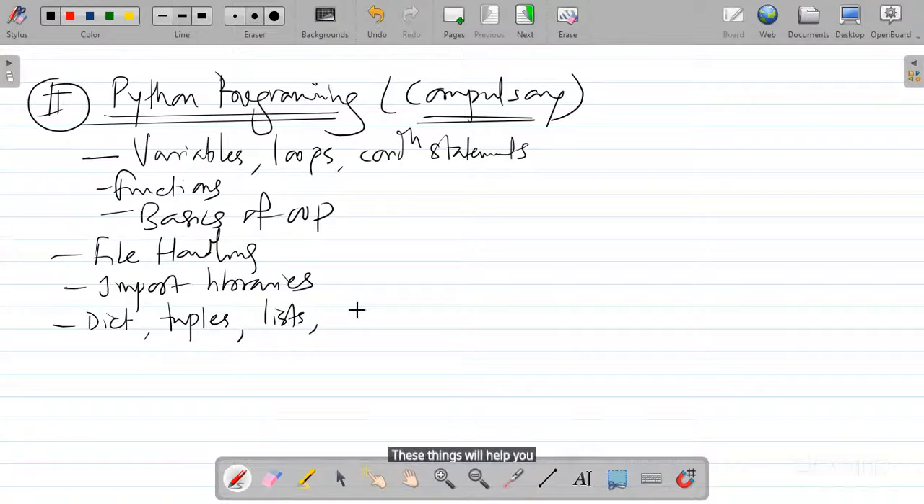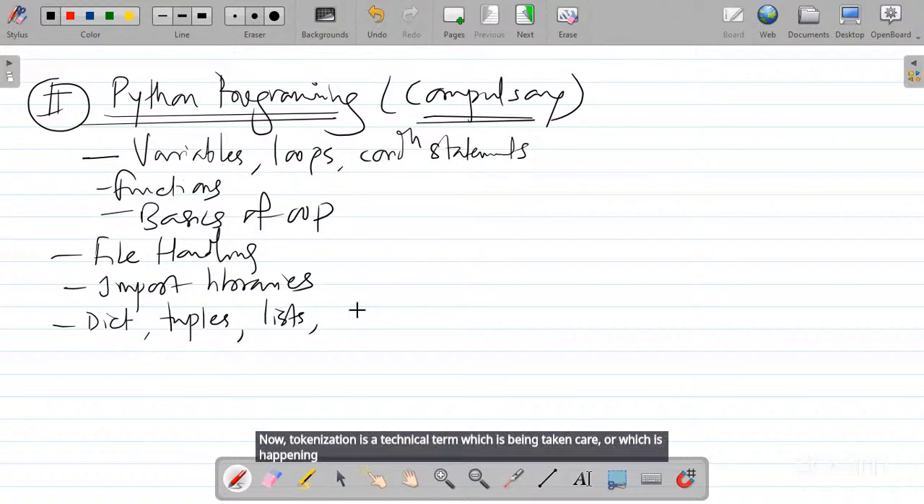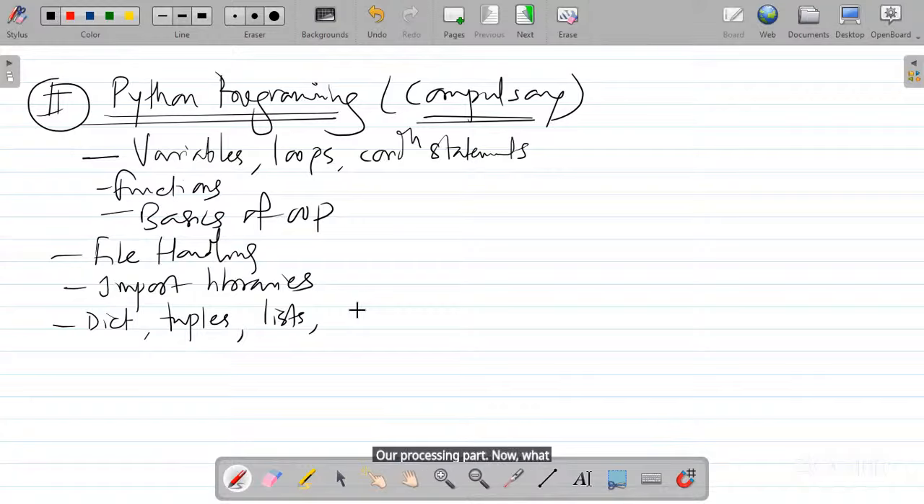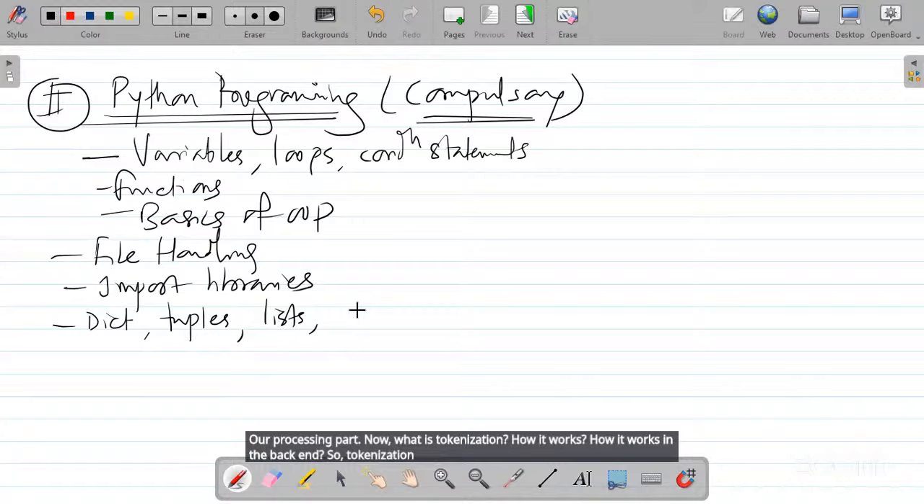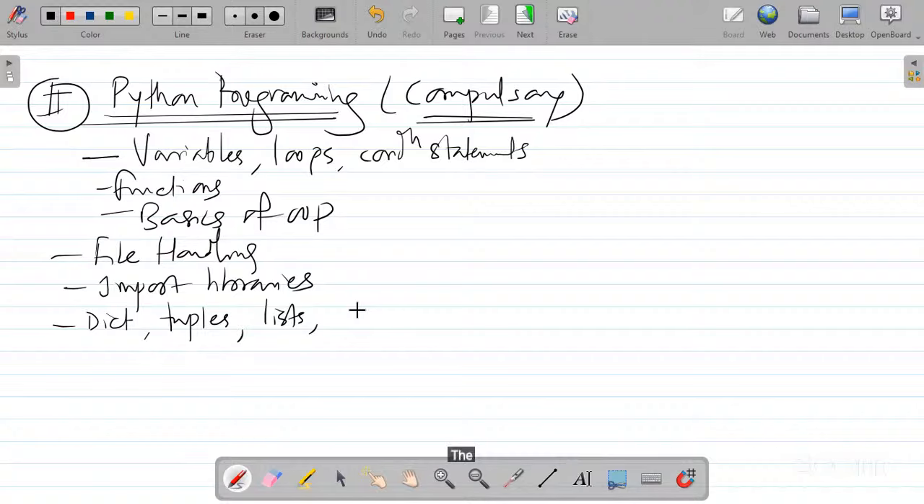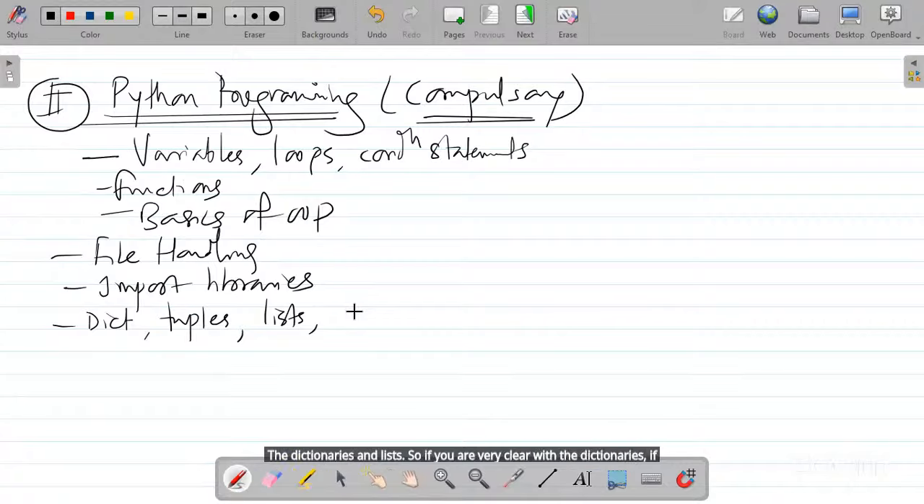Let's say, for example, tokenization. Tokenization is a technical term for what happens in the processing part of GenAI programming. What is tokenization, and how does it work in the back end? Tokenization actually uses dictionaries and lists. So if you are very clear with dictionaries and lists, you will better understand tokenization. Our main objective is to understand tokenization, and for that, this is required.